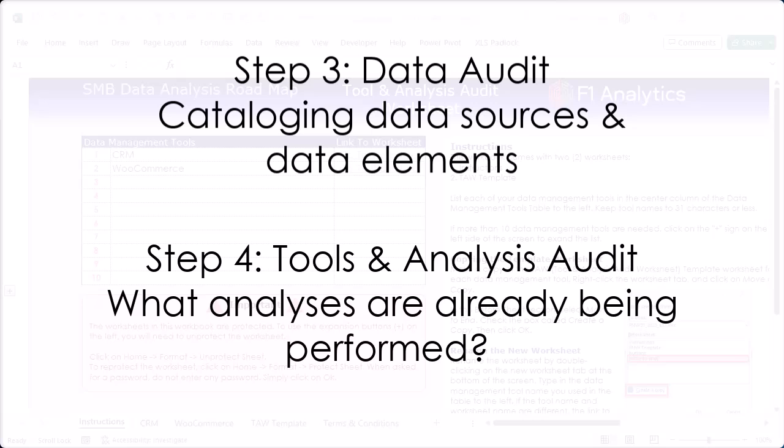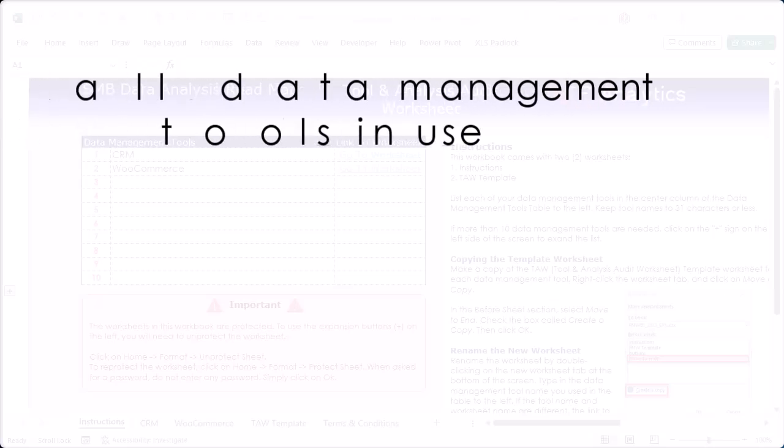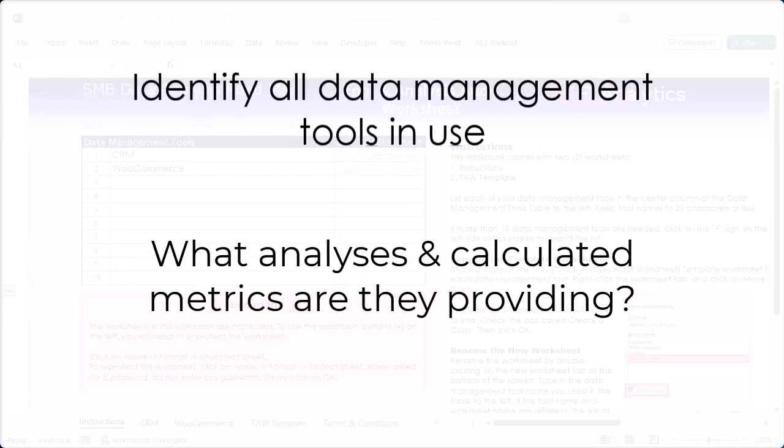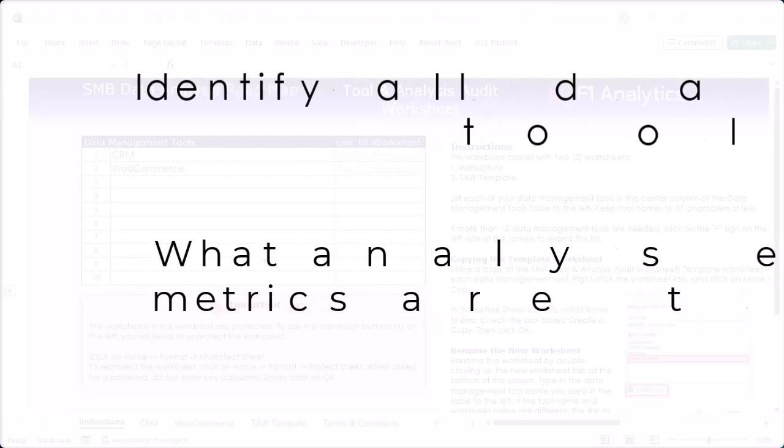While the data audit in step 3 was fairly detailed about data elements, processes, and some reference to the tools used to capture that information, step 4 is going to take a step back and get a higher level view. You'll be identifying all of the tools you currently use in your business and the metrics or analyses that are already being generated for you. This is different from cataloging the data sources and data elements in the previous step.